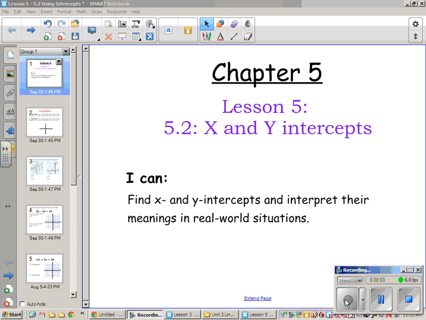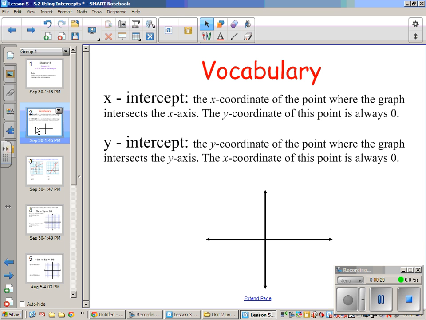We're on Chapter 5, Video 5, 5.2 X and Y intercepts. If you notice in your notes, it's pretty short. We're going to be just going through how to find the X and Y intercepts, and this is especially going to be beneficial for you later on in Chapter 6. Okay, so we started with some vocabulary.